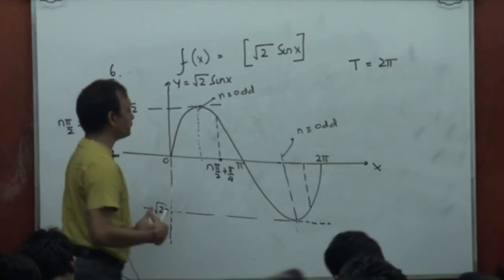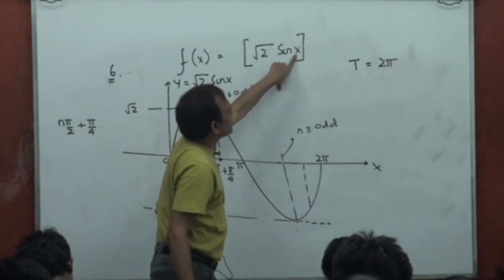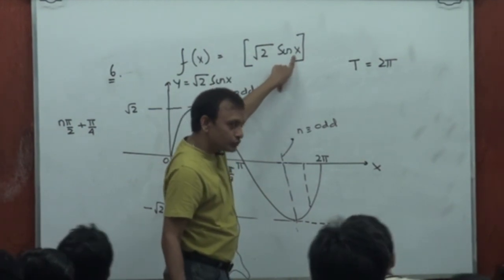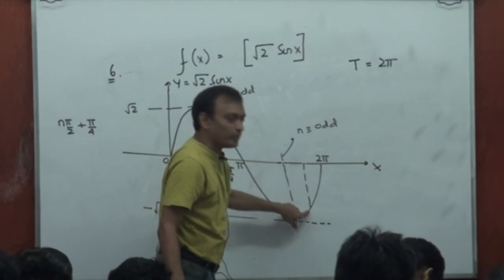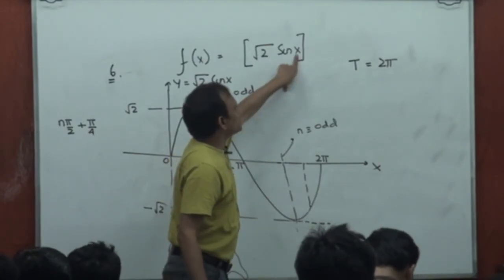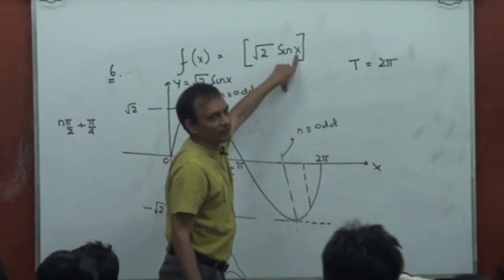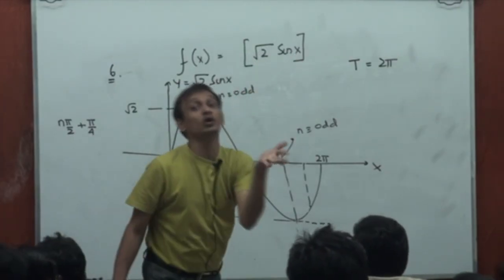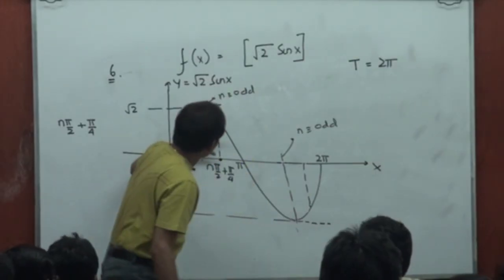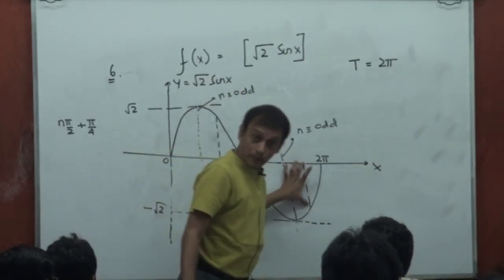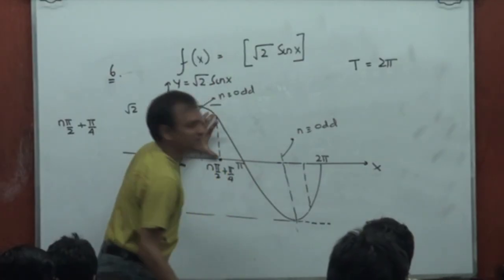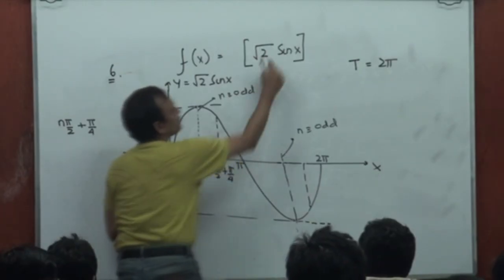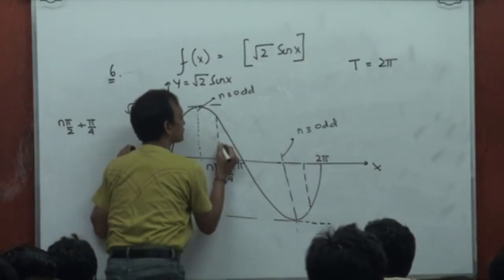Very clearly, at x equal to odd multiple of pi by 2 plus pi by 4, sin x will assume a value either plus 1 by root 2 or minus 1 by root 2. That means root 2 sin x will either be plus 1 or minus 1. In this case, it's plus 1. In this case, it's minus 1. So let me look at this case first, where at x equal to n pi by 2 plus pi by 4, root 2 sin x is plus 1.